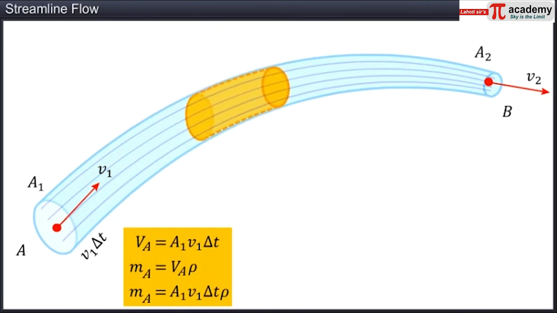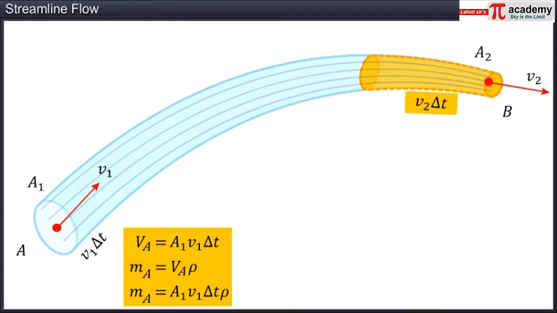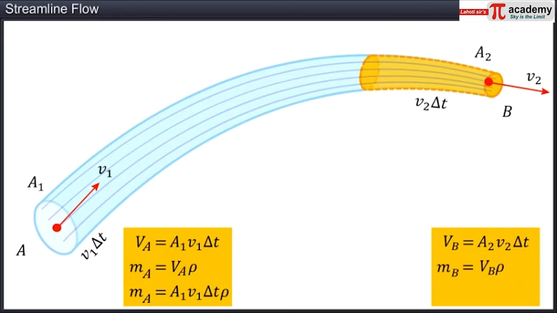Similarly, consider a small cylinder of length V2 delta T at the end B. Then, the volume of the fluid VB going out of the tube through the cross-section at B in the same time delta T is A2 V2 delta T. Hence, the mass of the fluid, MB, leaving the tube at B in the same time delta T is A2 V2 delta T ρ. As the fluid is incompressible, its density remains constant.